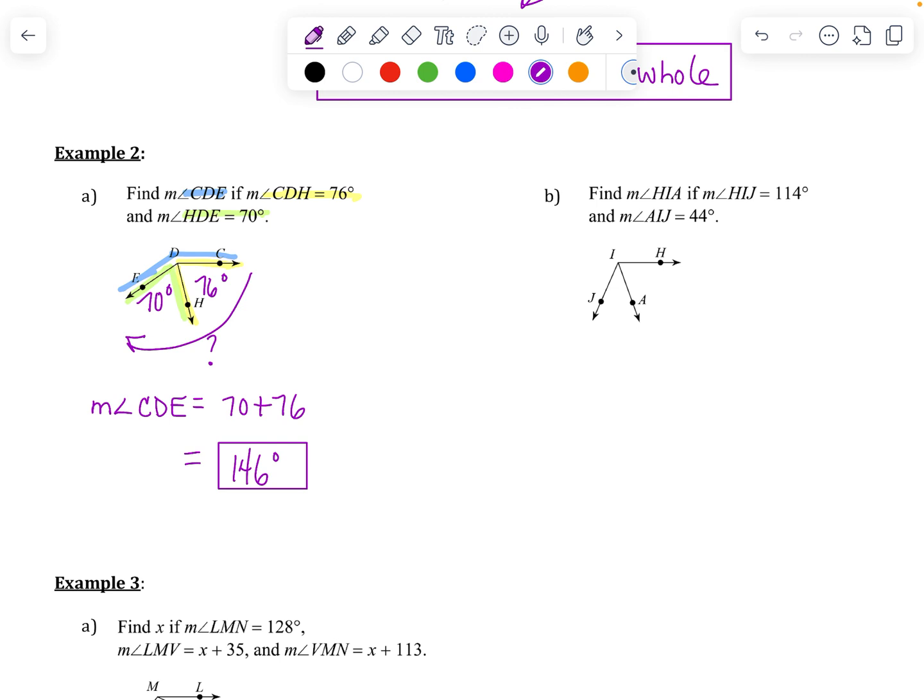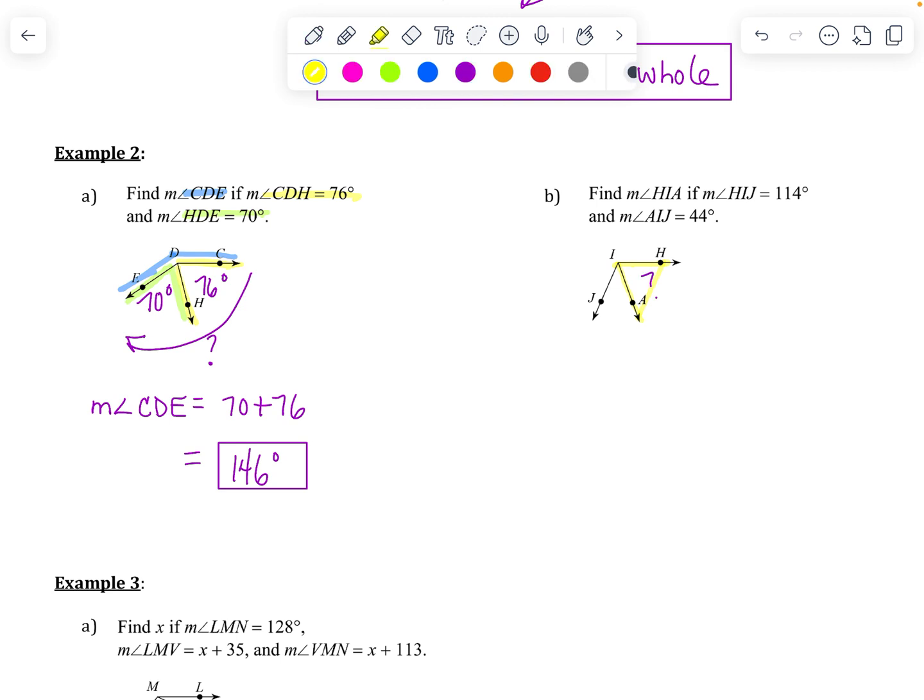Let's try it again. Again, color coding is really helpful when we're dealing with angles. It asks us to find HIA. So if we trace HIA from H to I to A, just put your pencil on H, go to I, and then finish at A. That one is what we're being asked to find. So I'm going to put a little question mark on that one. I don't know that one.